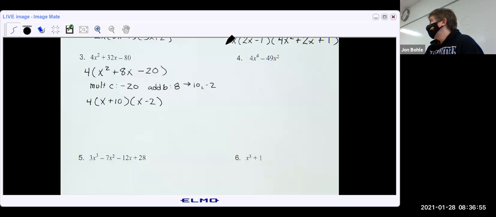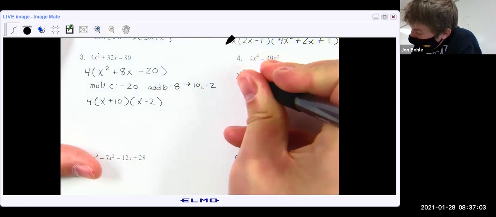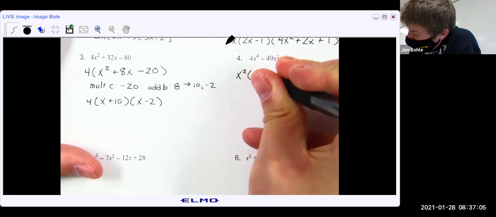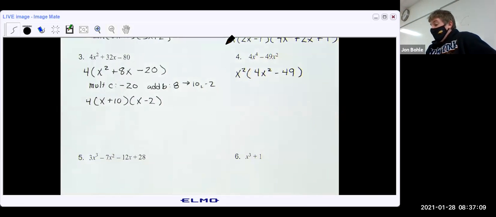Four. We should know where to start. X squared is the greatest common factor, so I'm going to take an x squared out. If I take an x squared out, I get 4x squared here, and then minus 49. So I'm subtracting, it's 2 terms, and I've already taken the greatest common factor out. I've got to look for a special pattern.